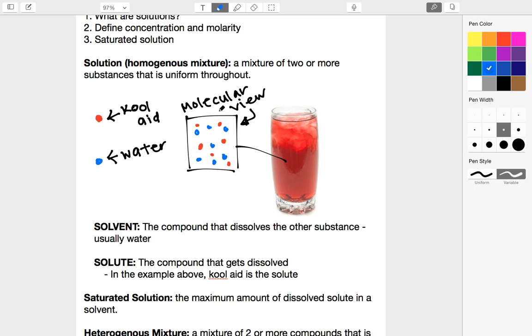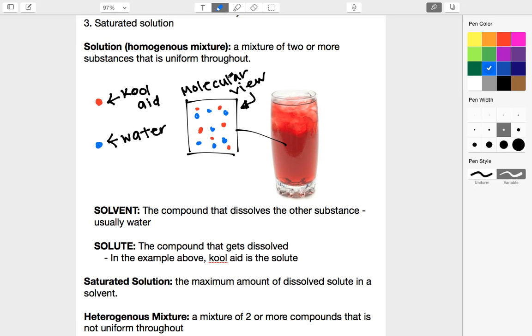And if you zoom in and look at all the specific molecules, here I have in blue molecules of water, and then evenly distributed throughout are the molecules of Kool-Aid. So that's what it means by homogeneous mixture or a solution. Two substances mixed uniformly throughout. You can separate a solution into its main parts, specifically two parts.